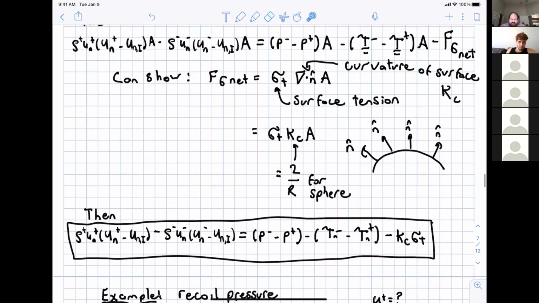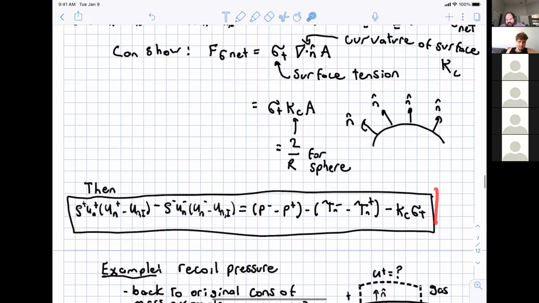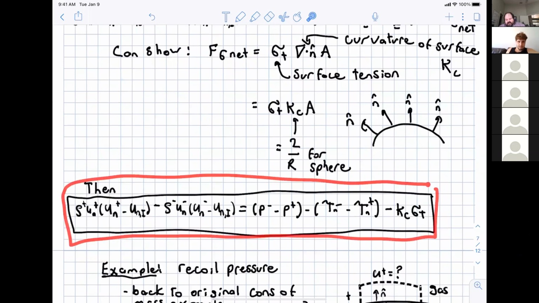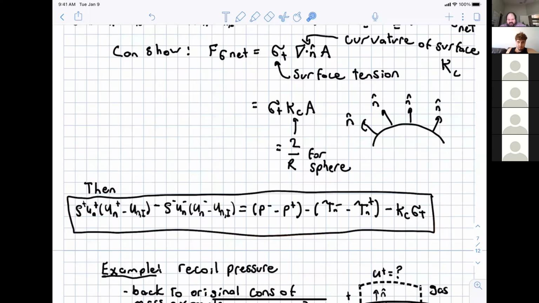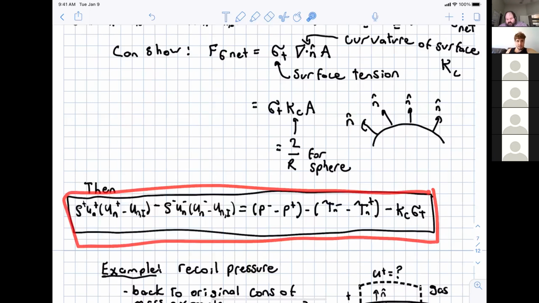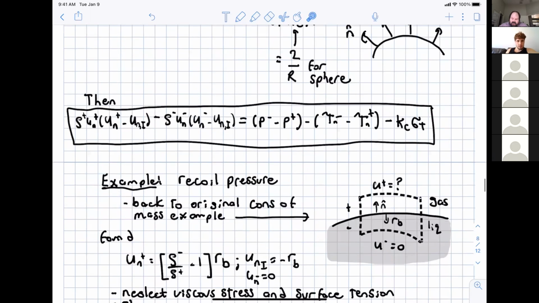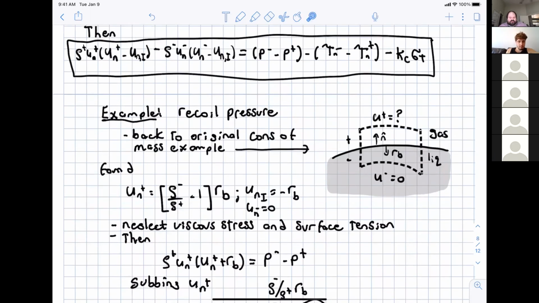Putting it all together, we have our net conservation law, our momentum balance, that accounts for pressure forces, viscous stress, and also surface tension. You can include all of these effects if you need. A lot of times you don't need to worry about surface tension, but sometimes you do, so I leave it in there for generality. I'm going to go through an example of how we work through this equation for conserving momentum across the interface, and we're going to derive something called recoil pressure.